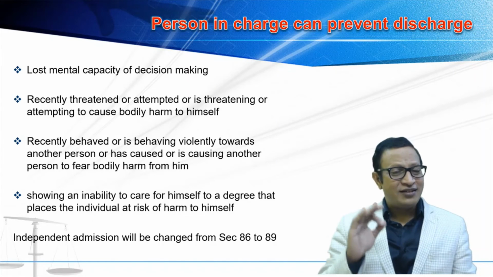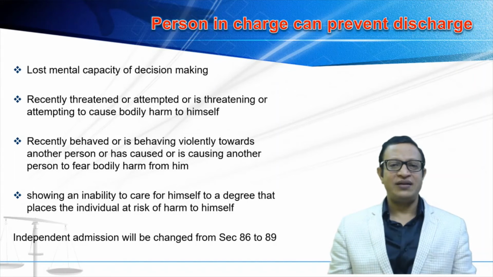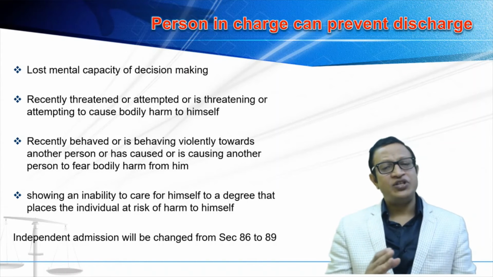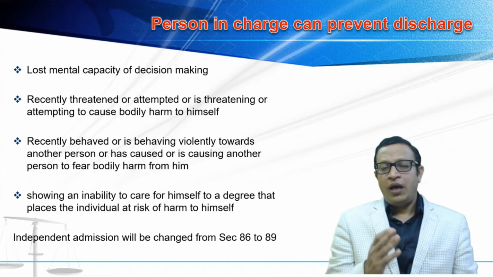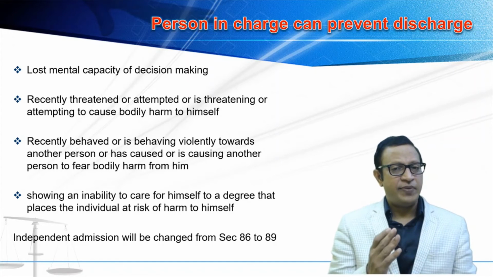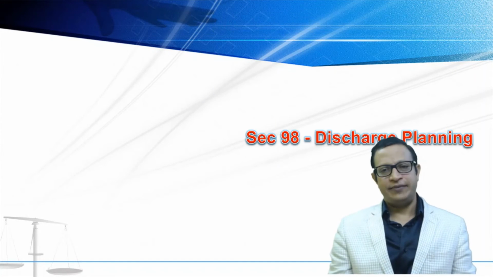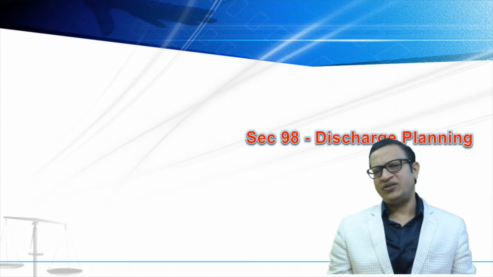So these are the three important criteria that should be there along with loss of capacity. Then the person can be shifted to Section 89. Or if the person has capacity and wants to remain under Section 86 as an independent patient, he will continue to stay. However, discharge planning is very essential.